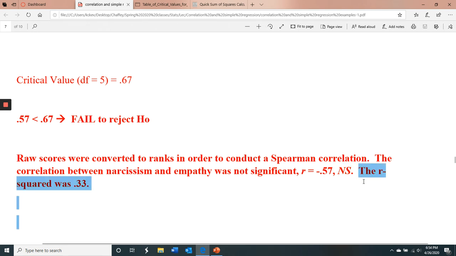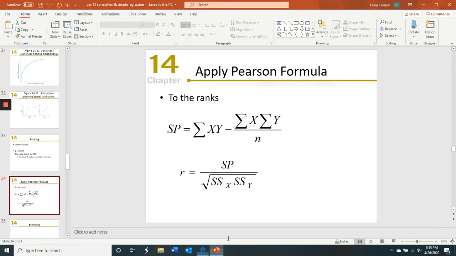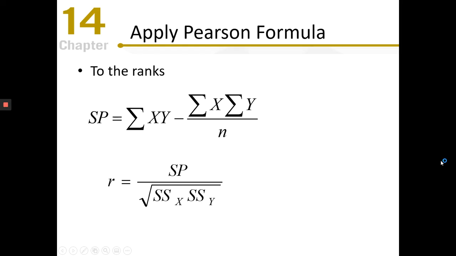And 0.57 times 0.57 is 0.33. That's the R squared. When we do correlations, we usually don't do the small, medium, large thing. We can say that 33% of the variance in empathy scores was directly related to a person's level of narcissism. So that's how you do a Spearman. Although this is probably taking you a little bit of time, you're probably thinking that's not really bad compared to doing the ANOVAs. It's pretty straightforward stuff. Okay, so let's continue.